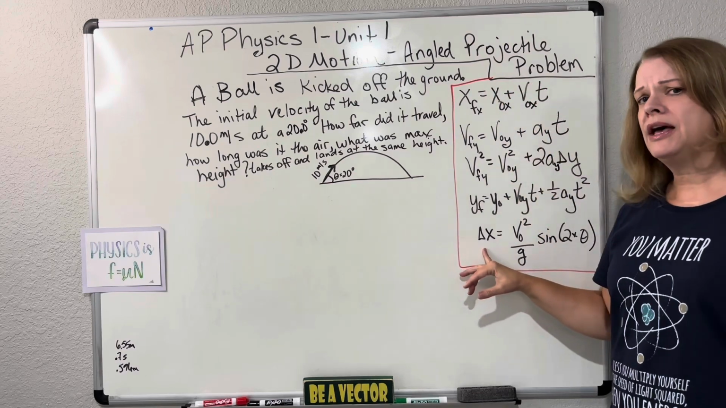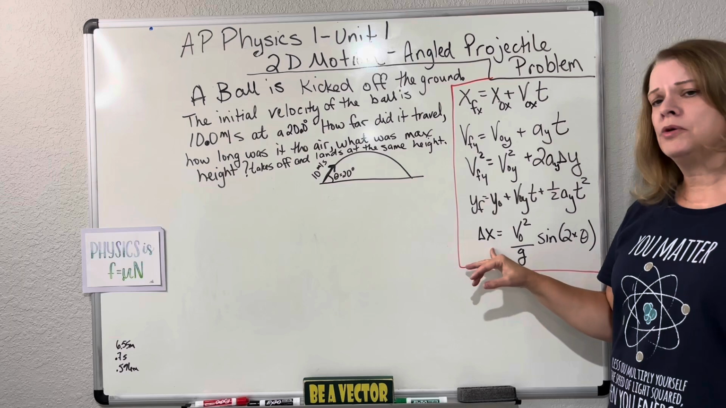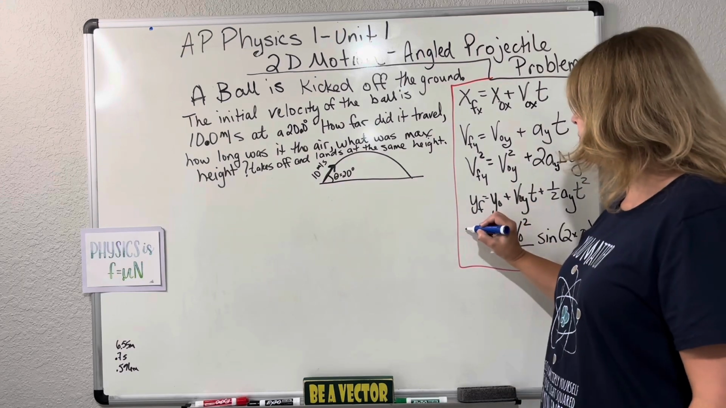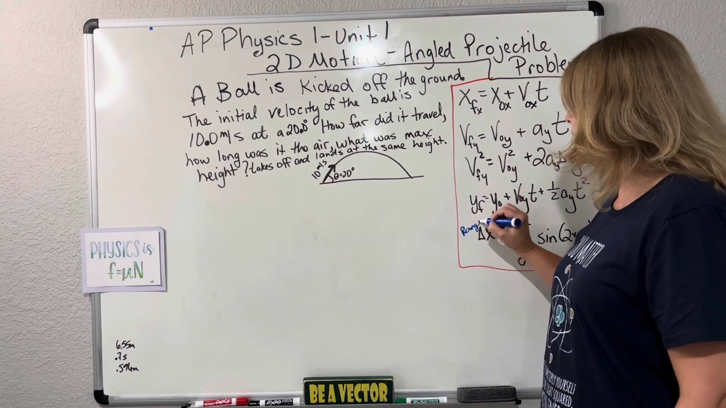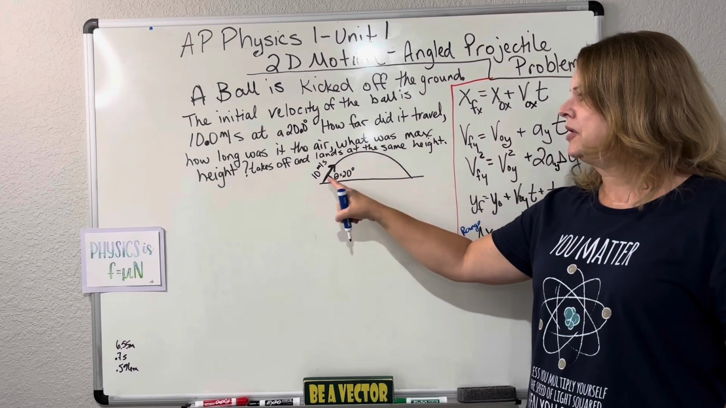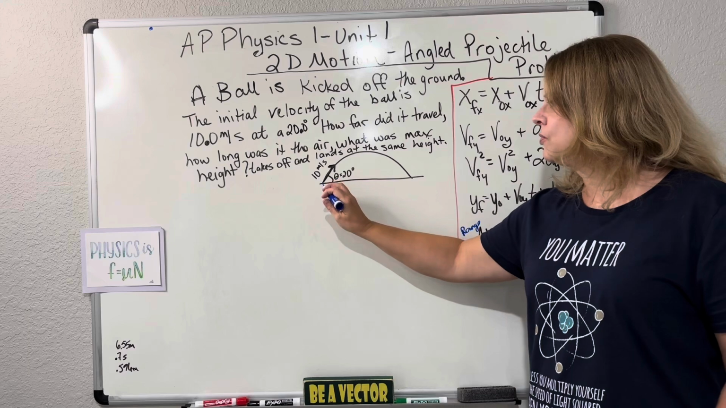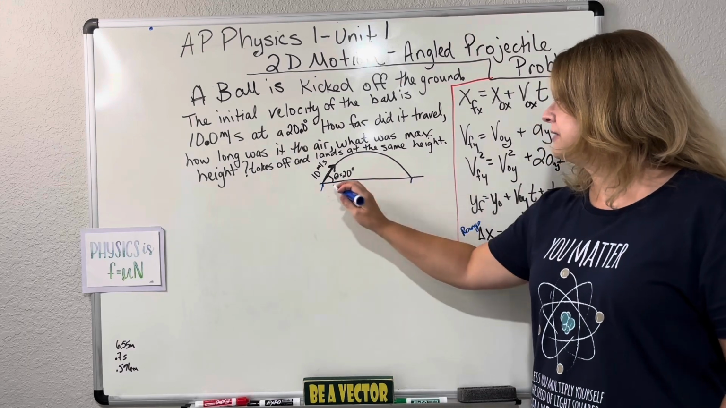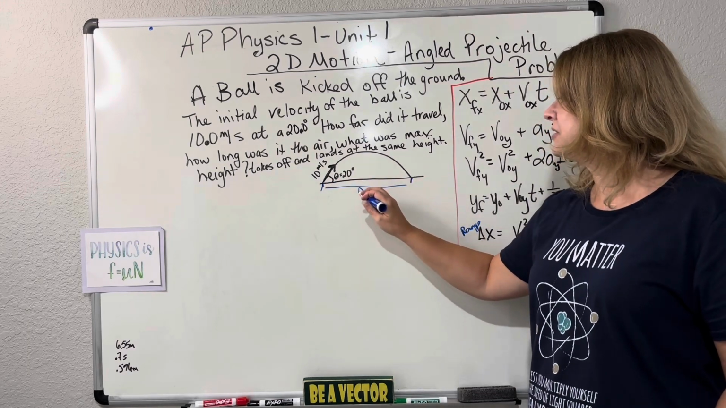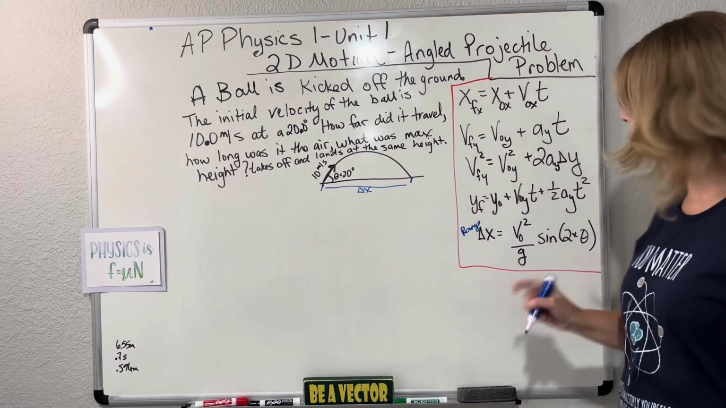And then we have one last formula here, which is our range formula. We like to call that the range formula. Range meaning if Mahomes threw a football at 10 meters per second at an angle of 20 degrees, range would be from where he threw it to where his receiver caught it. In other words, range is how far did it go.